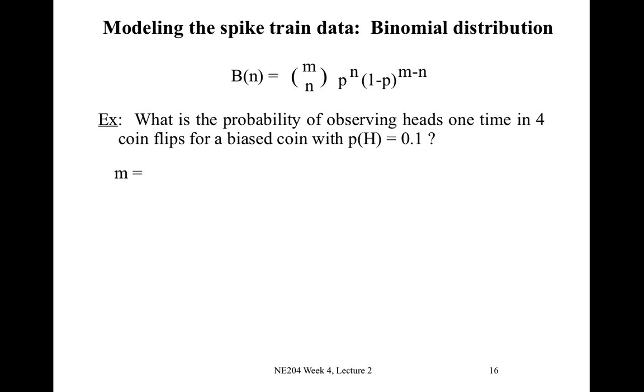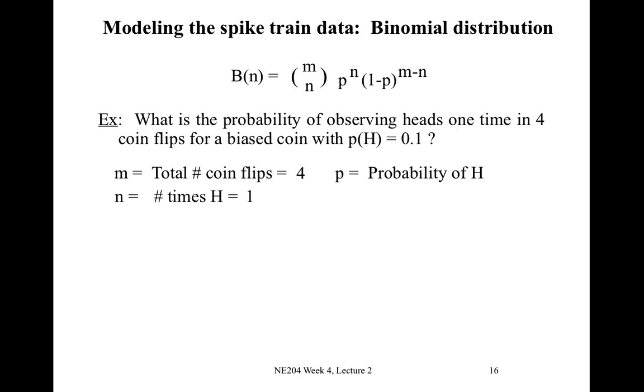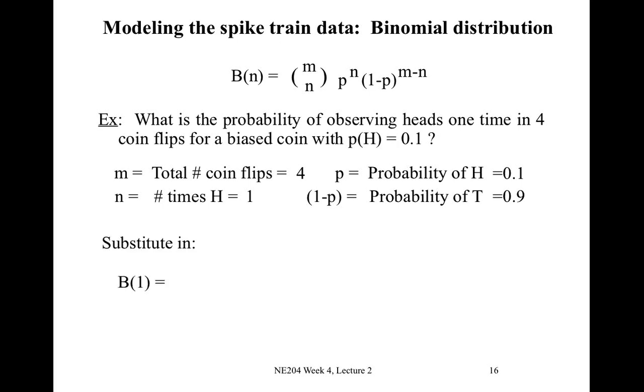So what is m? How many coin flips do we have? It's the total number of coin flips. In this case, there are 4. N, remember, represents the number of times that we observe heads. And in this case, we're observing heads 1 time, so we'll set that to 1. The probability p is the probability of heads, and here we've set that to be 0.1. So 1 minus p, the probability of tails, what is that in this case? It's 0.9. So we have all the values we need, and we can plug into our binomial distribution.